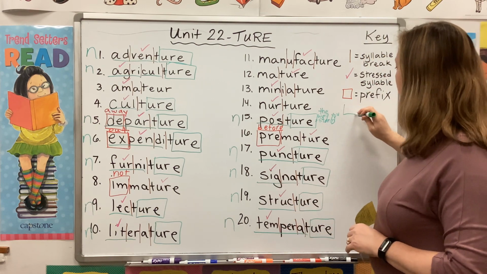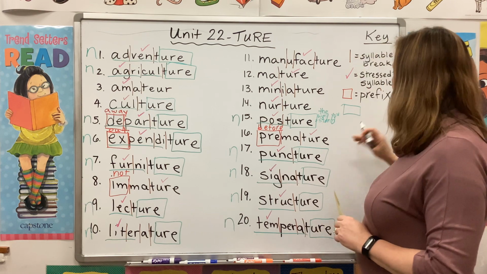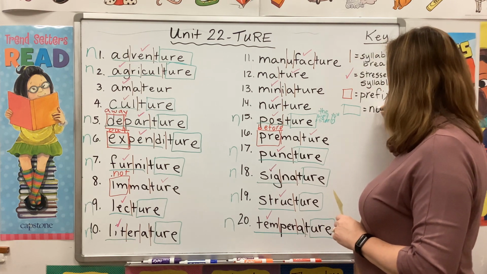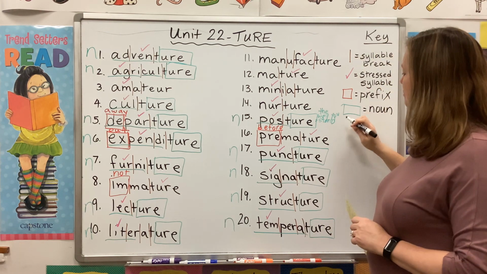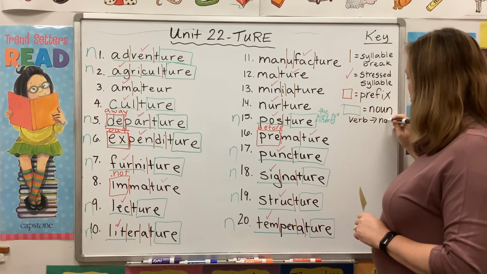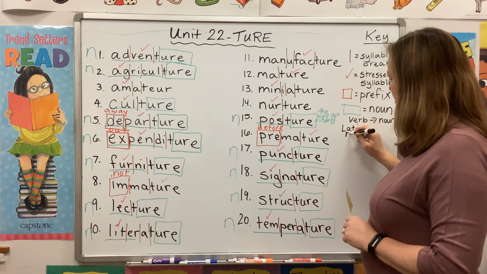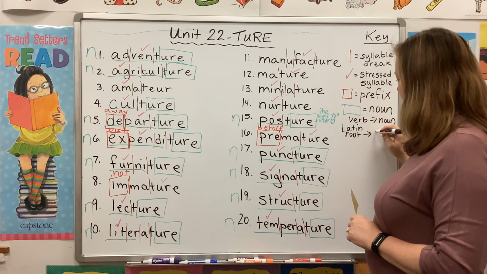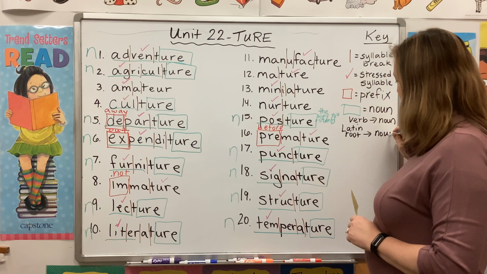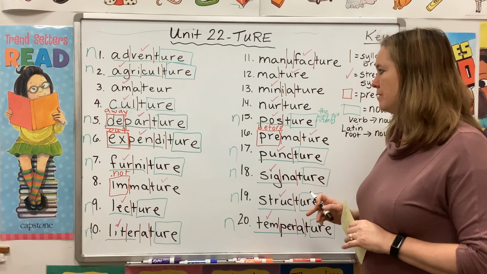All right, so all of these words, everything in green, is a noun, and they either started as a verb and switched to a noun, or they started as a Latin root and then switched to a noun when that TURE ending was added to them.